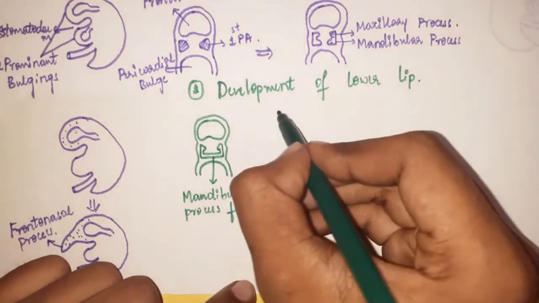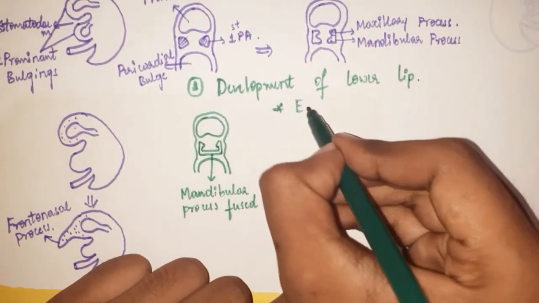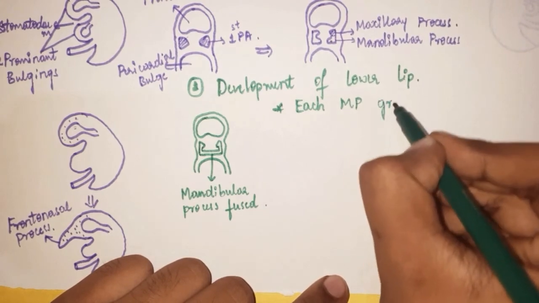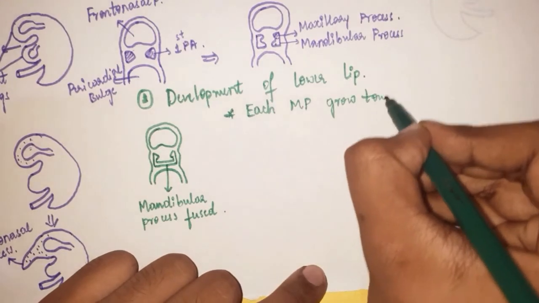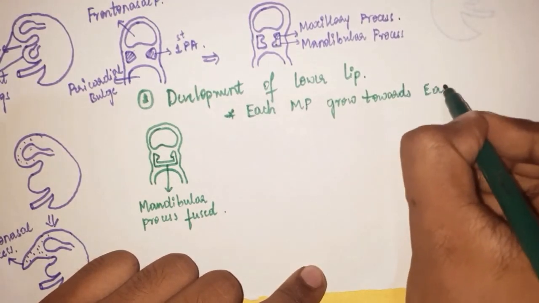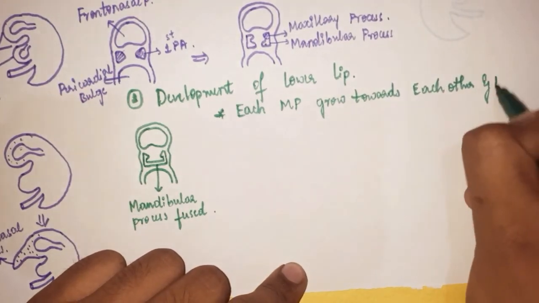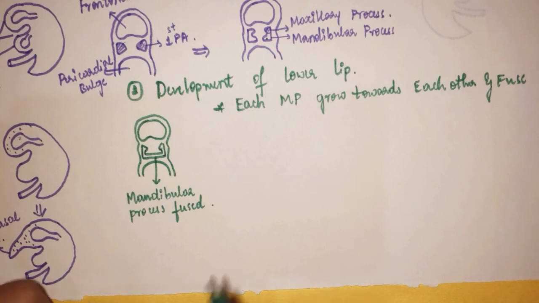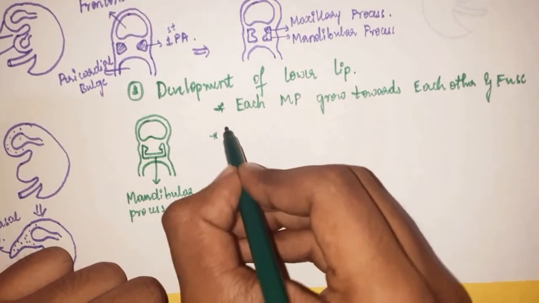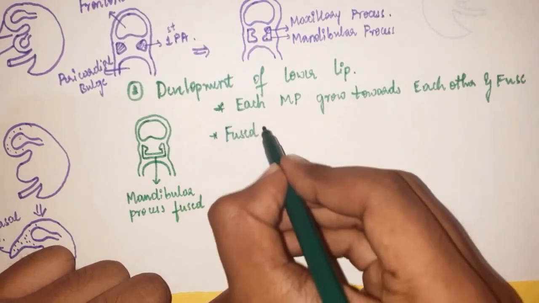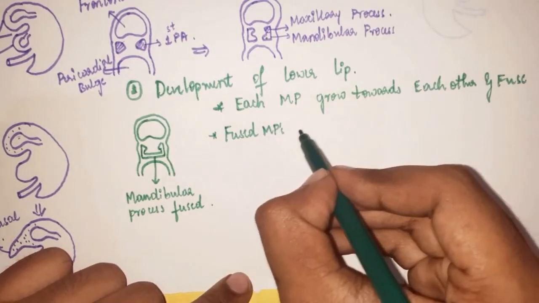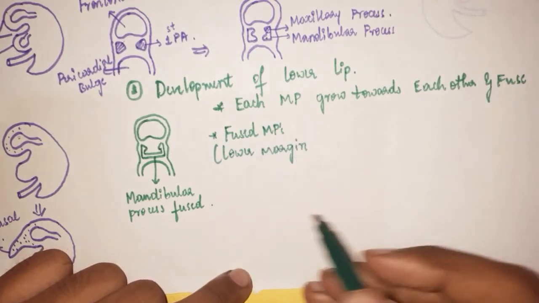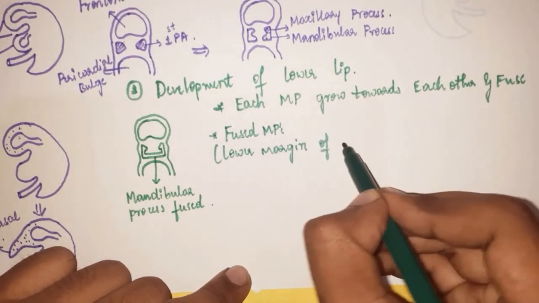The mandibular process forms the lower margin of the stomatodium. I will write that. Each mandibular process grows towards each other and fuses. Now this fused part of the mandibular process forms the lower margin of the stomatodium.